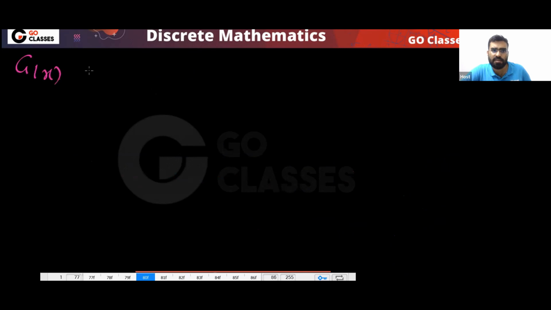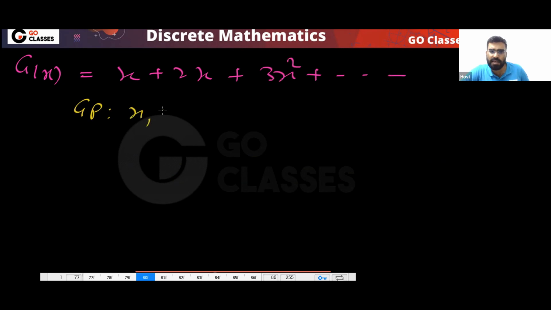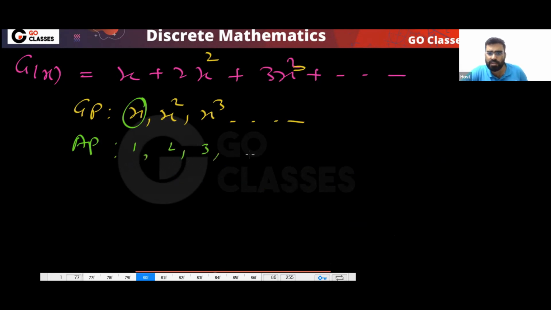So your g(x) is equal to x plus 2x square plus 3x cube. This is not in the desired format because your GP, if you notice, is x, x square, x cube, and so on. Your GP is starting from x, and your AP, can anyone tell me what is your AP? Your AP is 1, 2, 3, and so on.